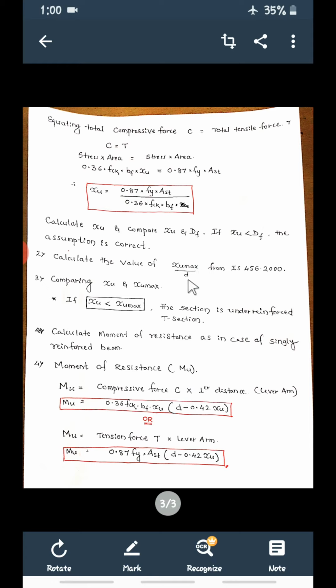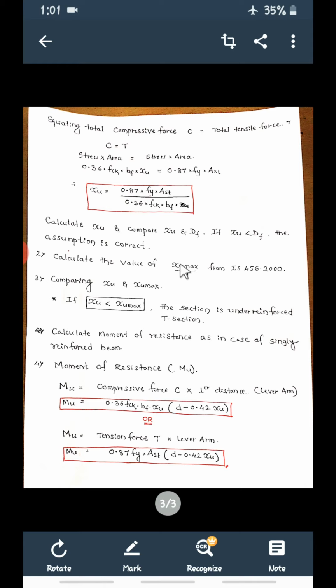We know that XU max upon D has 3 values depending upon the grade of steel: Fe 415, Fe 250 and Fe 500. So depending upon the grade, this value is going to change. From IS 456 2000, you can get XU max upon D, then you can calculate XU max. D will be given in the problem. So XU max is equal to D into that ratio.